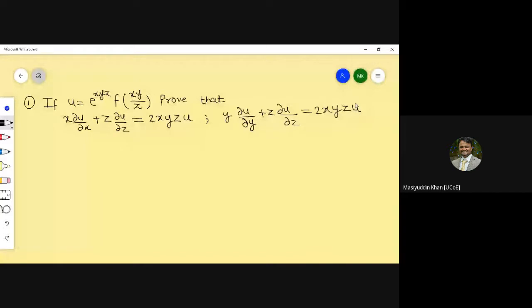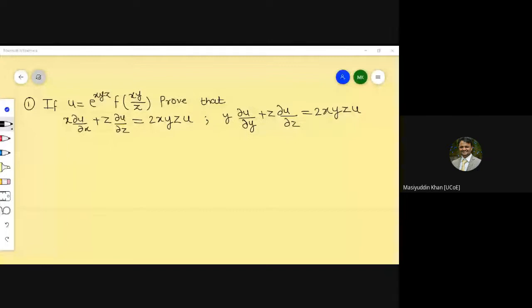The first one is, u is the function clearly given: u is equal to e raised to x y z, f of x y by z. These two terms. So the solution of this problem.